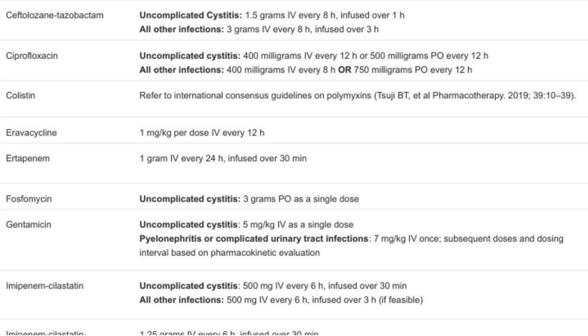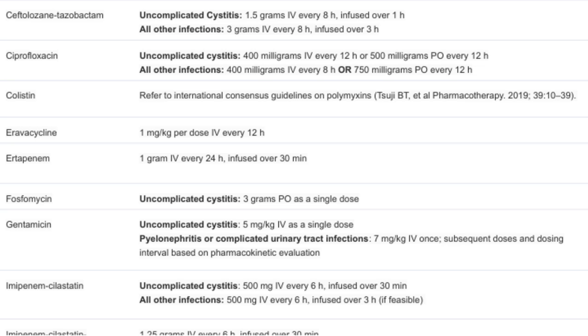Next, let's touch on colistin. Since dosing guidelines for polymyxins like colistin can vary, it's best to refer to international consensus guidelines, such as those outlined by Tsuji and colleagues in 2019. For eravacycline, the standard dose is 1 milligram per kilogram per dose, given IV every 12 hours. Eravacycline is often used for resistant infections, so dosing precision is important here.